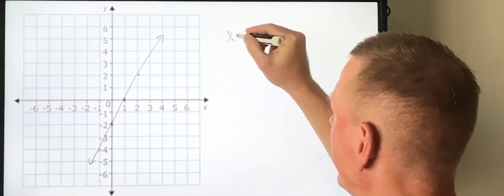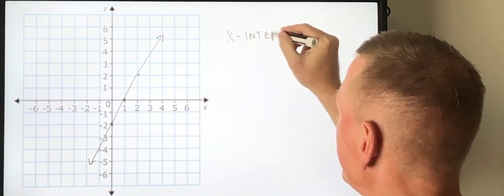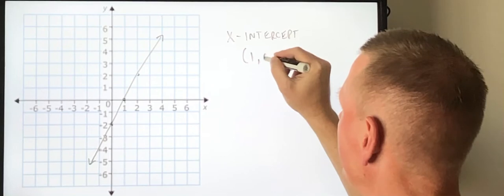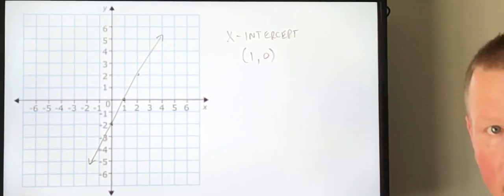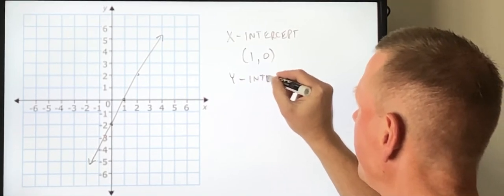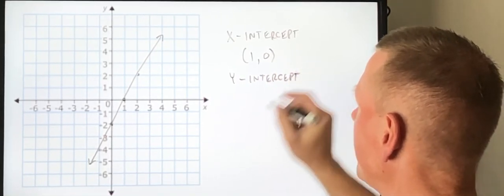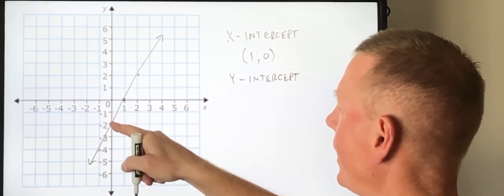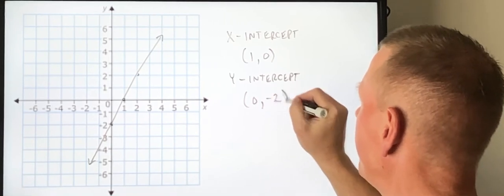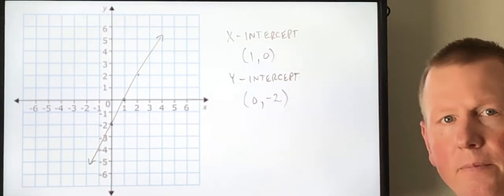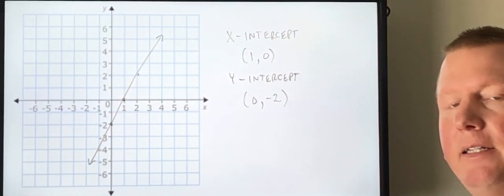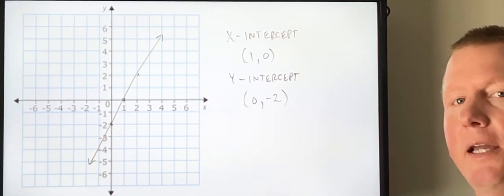So we would say in this case, the X-intercept is the point (1, 0). And the place where the line is crossing the y-axis, the y-intercept, would be right here. Here's the y-axis. So it's crossing at (0, -2). Okay? So, looking at the graph, it's pretty easy to identify what the X-intercept is and what the Y-intercept is.